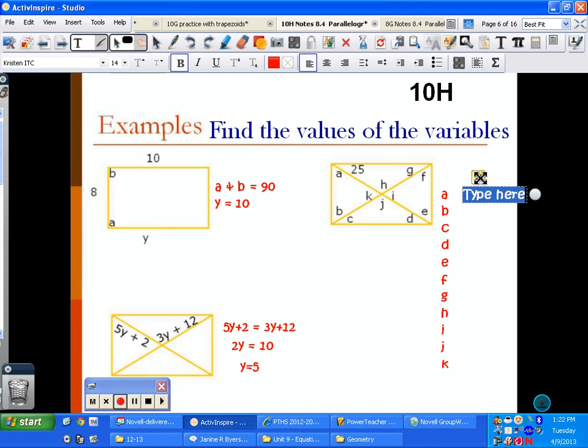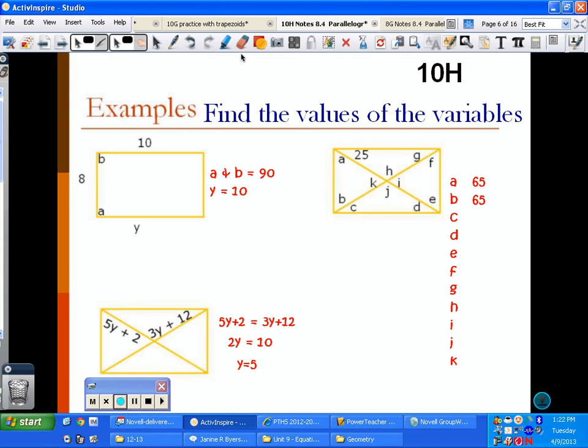So starting with A, if we know that that's a right angle and part of it is 25, then we know that A is 65. We know that B is the same as A, so that's 65. We know that because these two sides right here are congruent. So this is an isosceles triangle. If you just look at this one triangle, the base angles would be congruent because these two legs are congruent.